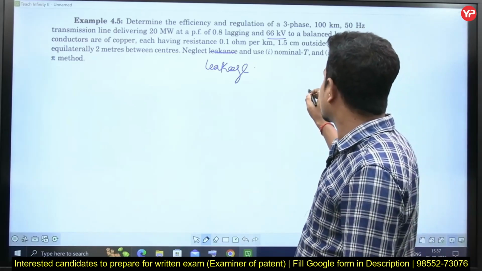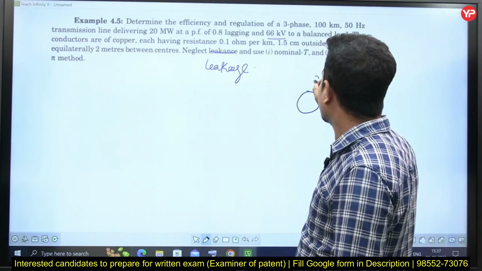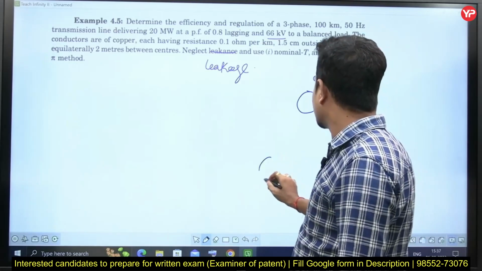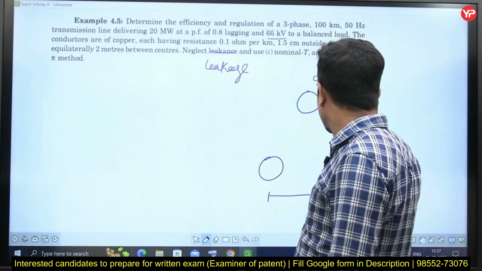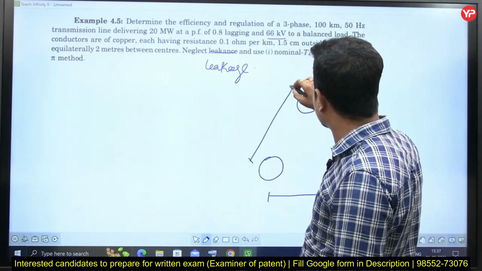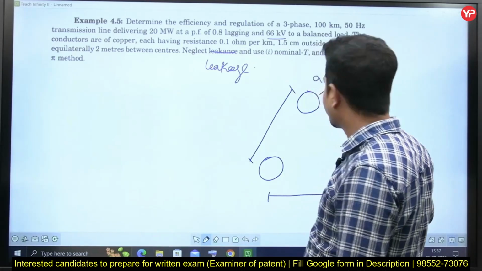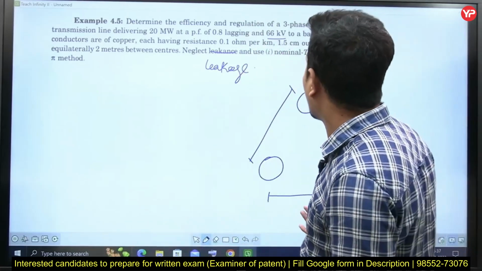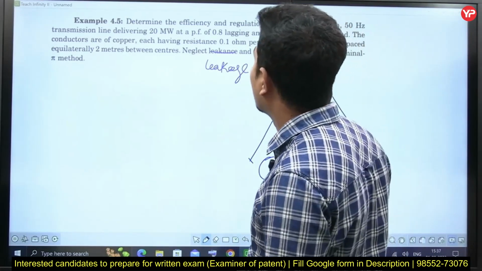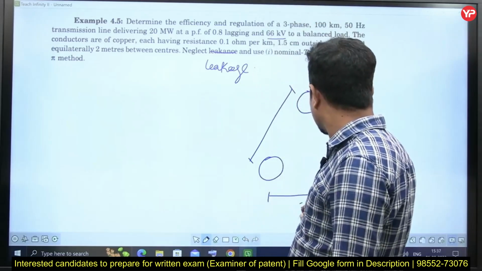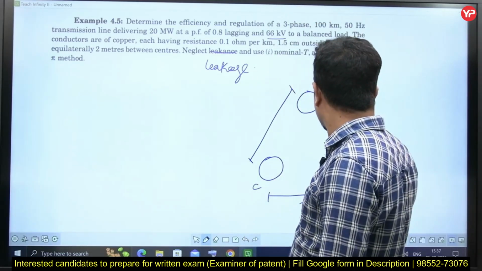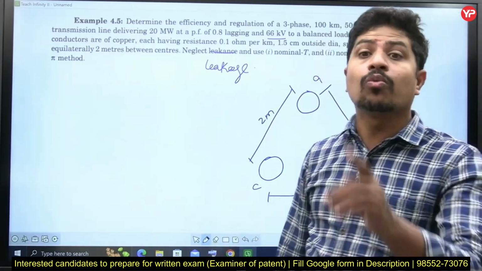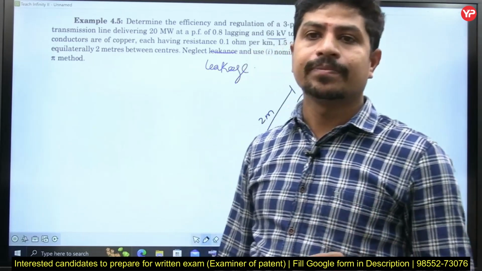This is a 3-phase, phase A. This is phase B and this is phase C. Equilaterally means this distance and this distance are the same, right? Equilaterally spaced. Then what is that distance? How much has he given? 2 meters. This is 2 meters. This is C. This is 2 meters. This is 2 meters. This is 2 meters. Now, by using this, you have to find inductance per phase.